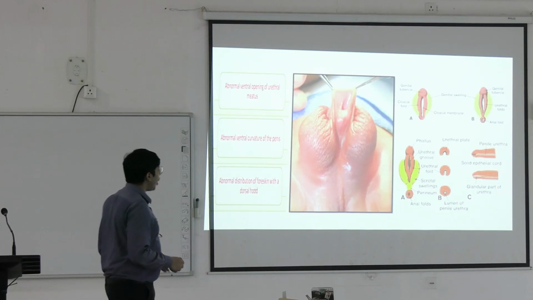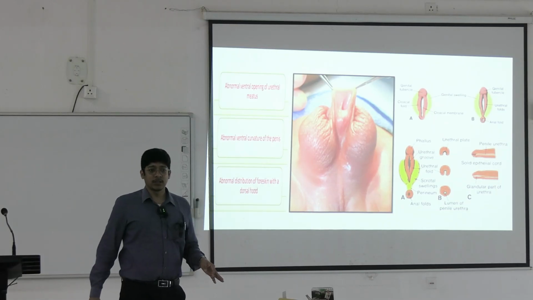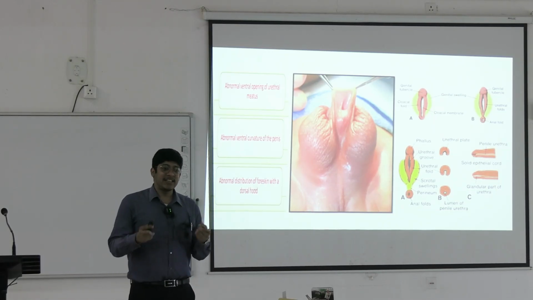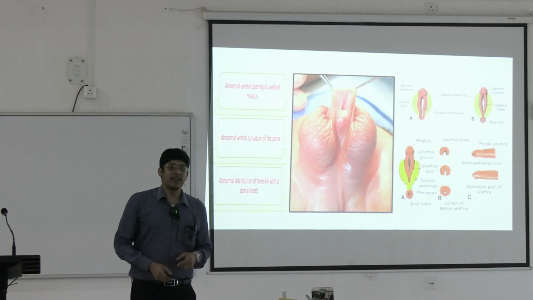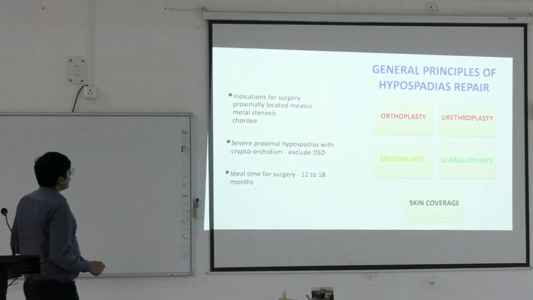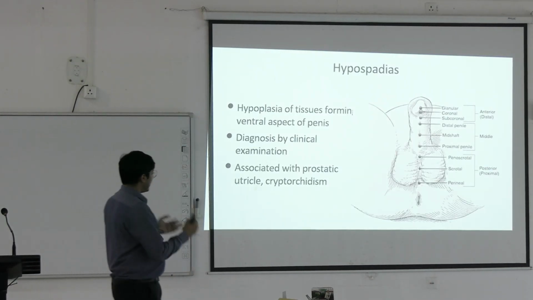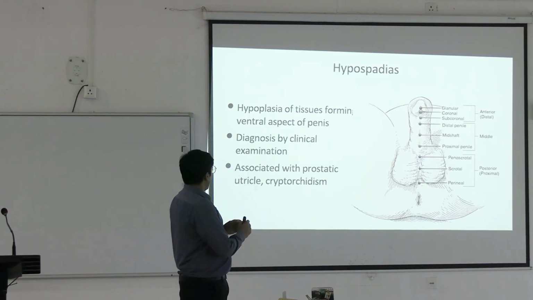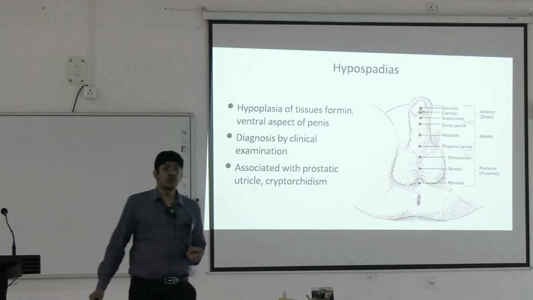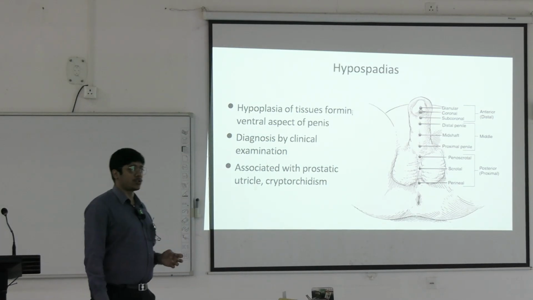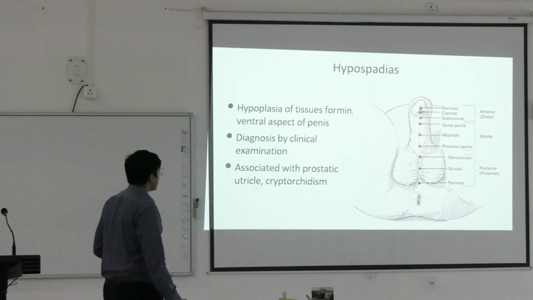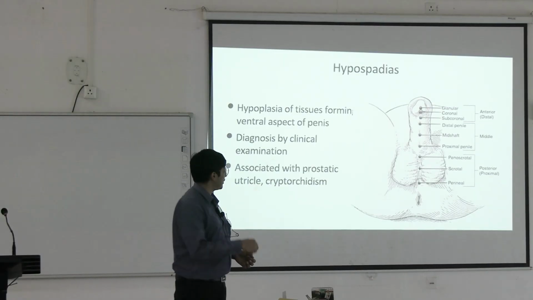Okay. So how do we diagnose it? Clinically, by seeing and identifying whatever I just mentioned. Okay. So you have to make the clinical diagnosis, and again you have to rule out other problems that can be associated with it. It is often associated with cryptorchidism and prostatic utricle.